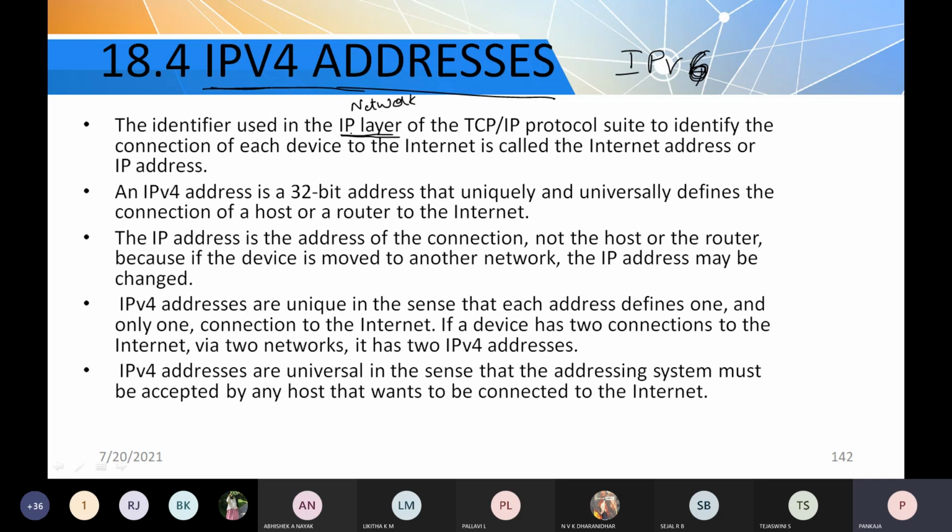So the IP layer, or internet protocol layer of the TCP/IP protocol, identifies the connection of each device to the internet, called the internet address or IP address. Each individual device in the network is identified with an IP address. Here we are taking the example of the IPv4 address. Okay, so what is the address size? It is a 32-bit address. IPv4 is a 32-bit address that uniquely and universally defines the connection of a host or router to the internet.